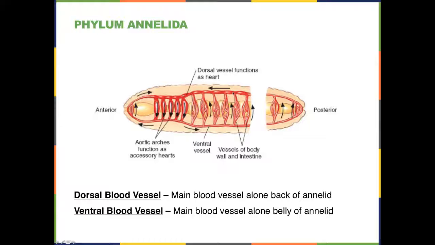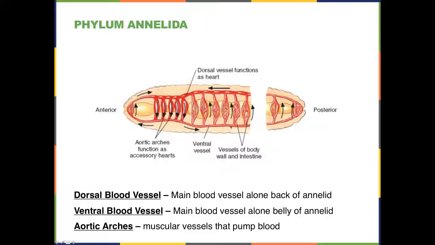On a human, the ventral aspect is the front of the human. The dorsal aspect is the back of the human. And then they have these aortic arches. You have 5 aortic arches shown here. And the aortic arches are muscular blood vessels that pump the blood through the circulatory system.